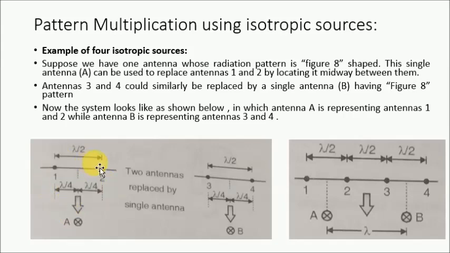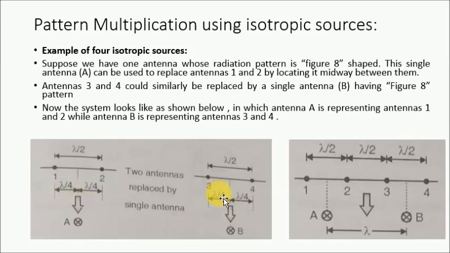Now the resultant is available exactly at the middle of these two sources. The resultant pattern arises exactly at the middle. In the previous case lambda by 2 is the distance between the elements, and here also between 3 and 4 the distance is lambda by 2. The exact middle is found by dividing by 2, and the distance from the middle to source 1 and from the middle to source 2 is lambda by 4. Similarly here, the same case.